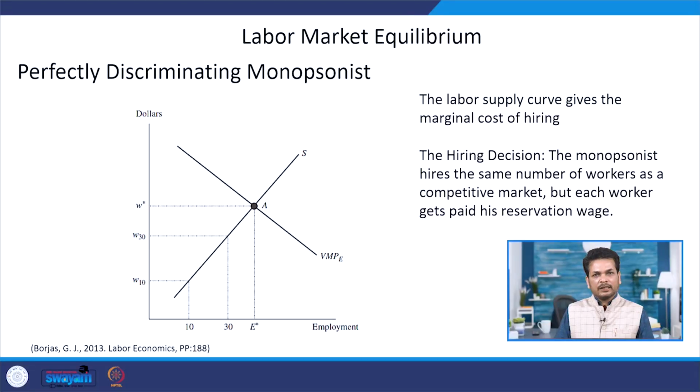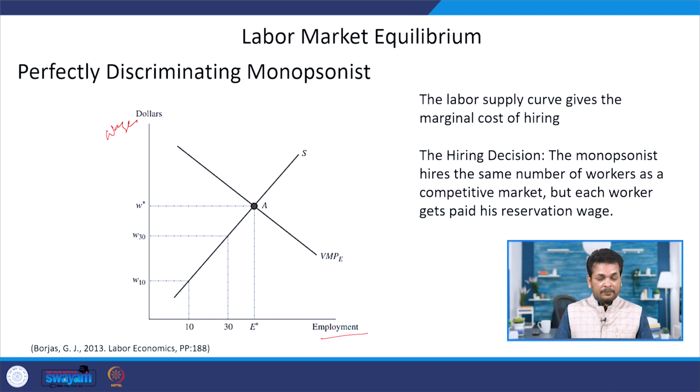So, to understand how this perfectly discriminating monopsonist works and what the labor market outcomes will be, we have considered this basic demand and supply framework, where if you look at this graph, on the x axis we have taken employment, on the y axis we have taken wage. The first property of this perfectly discriminating monopsony is that the monopsony hires the workers at their marginal cost, which means the firm is aware of the reservation wage of each worker in the market.